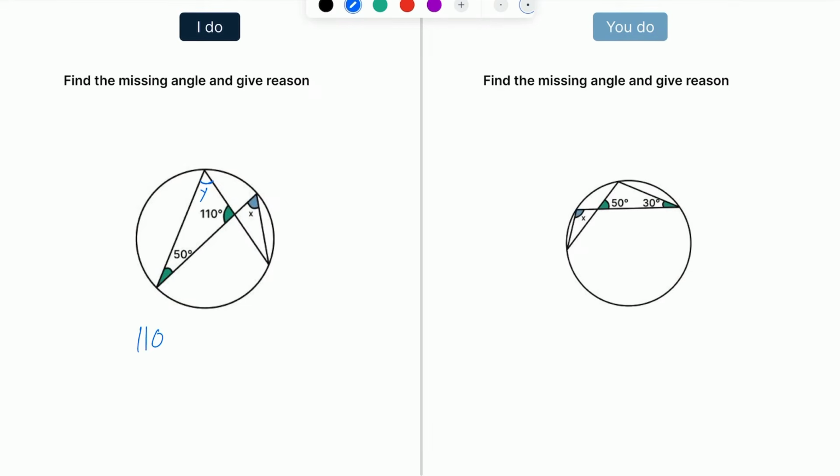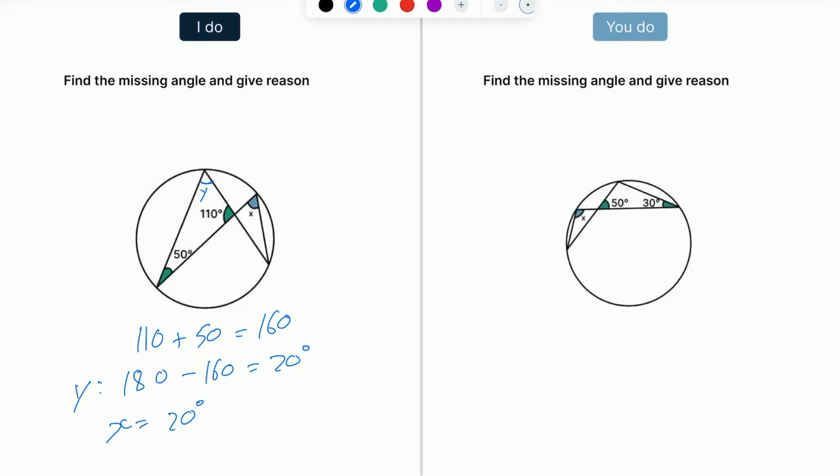Now, if I do 110 plus 50, that's 160. If I do 180, because angles in a triangle add up to 180, that gives me 20 degrees. So that means y is 20, so that means x is also 20. And your reasoning will be angles in the same segment are equal, and angles in a triangle add up to 180. So two reasons for that one there.